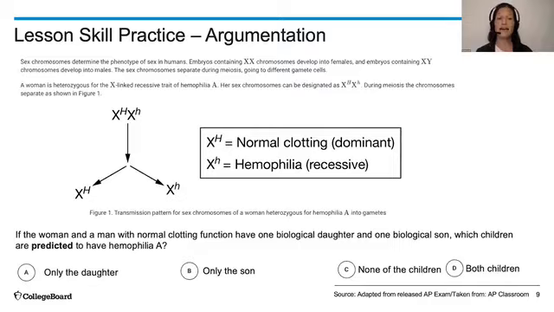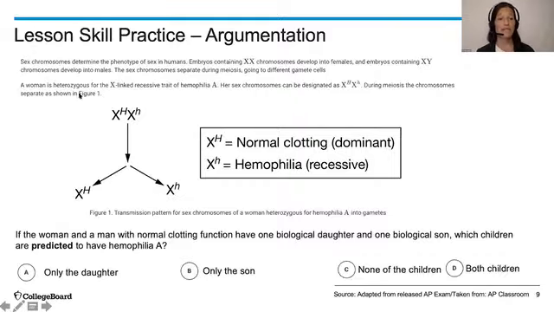The prompt tells us a lot of information that's necessary for us. So let's read that. It says that sex chromosomes determine the phenotype of sex in humans. Embryos containing XX chromosomes develop into females, and embryos containing XY chromosomes develop into males. The sex chromosomes separate during meiosis, going to different gamete cells. And that's what they're showing us in this picture. They are showing us this woman, XX, and her 2 gametes that are formed.